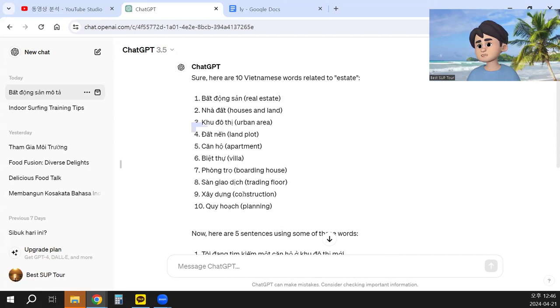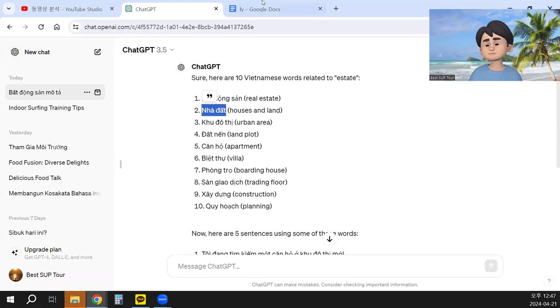So, and then I can get the second step word, maybe construction. Construction and also house and rent. House and rent is much more reasonable because it's a flow like that. Okay, and then copy this.